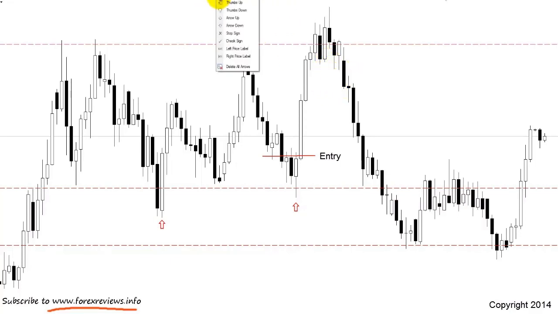This is also an interesting one. They call it a belt. This is a bearish engulfing belt. This is fine. The market went down. You enter a trade afterwards.